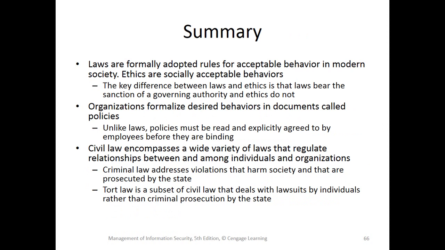So, in summary, laws are formally adopted rules for accepted behavior in modern society. Ethics are socially acceptable behaviors. The key difference between laws and ethics is that laws bear the sanction of a governing authority and ethics do not. Organizations formalize desired behaviors in documents called policies. Civil law encompasses a wide variety of laws that regulate relationships between and among individuals and organizations.